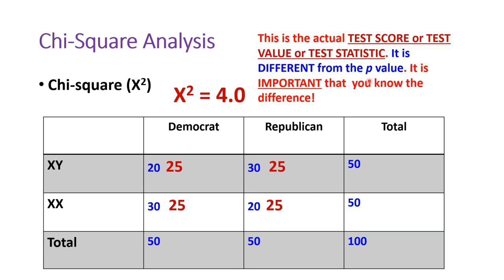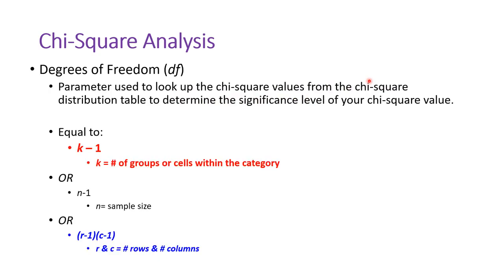Now I need to know the degrees of freedom. It's equal to k minus 1, where k is the number of groups or cells within a category, or n minus 1, where n is the sample size, or rows minus 1 times columns minus 1. They should generally get you to the same place.